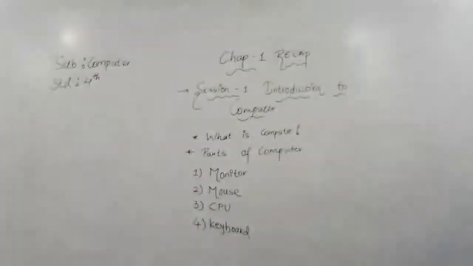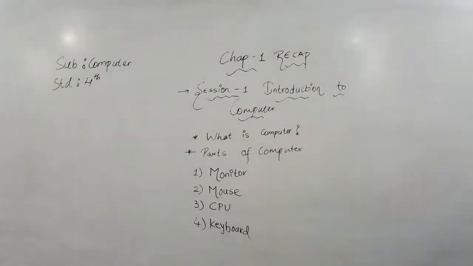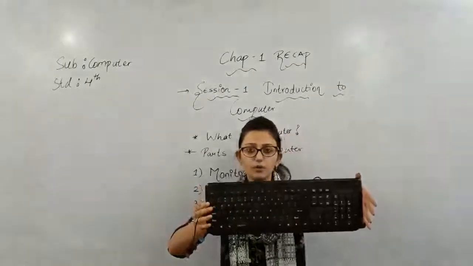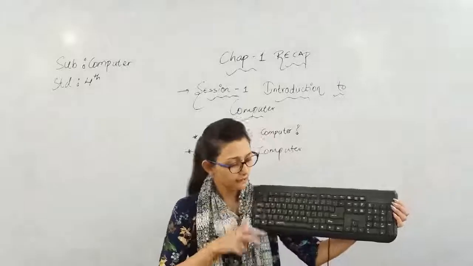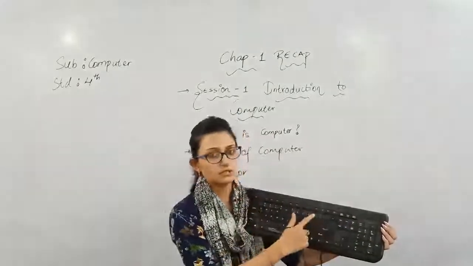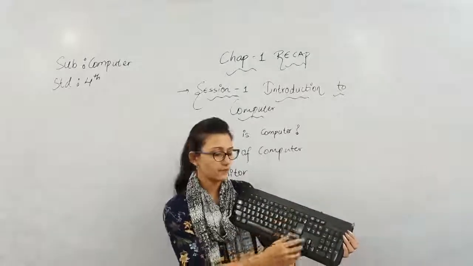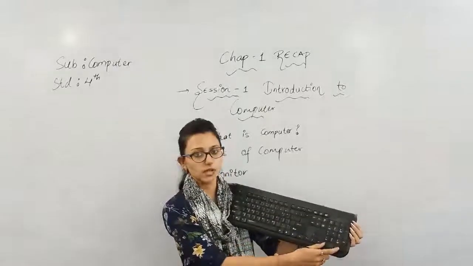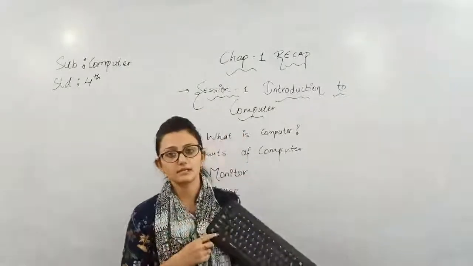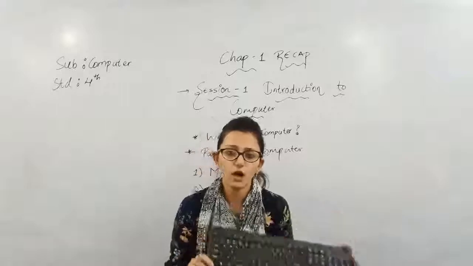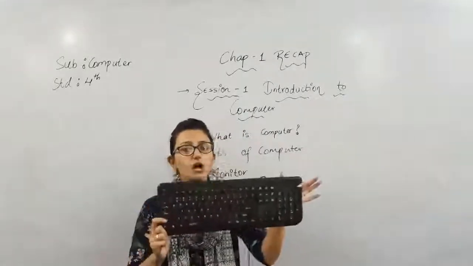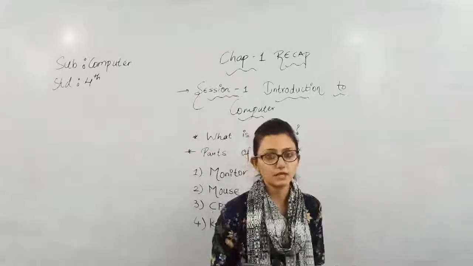Next one is keyboard. How does keyboard look like? This is our keyboard. Keyboard has many keys like A to Z, 0 to 9. Over here it is also 0 to 9. Enter key, plus sign, minus sign, etc. Addition, subtraction. We can also perform various tasks in computers by adding all these devices to it.